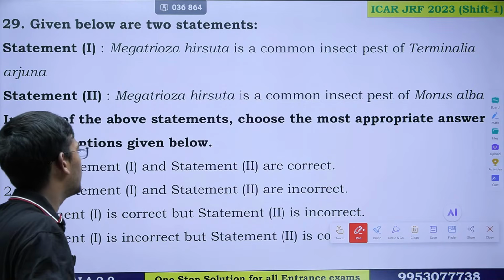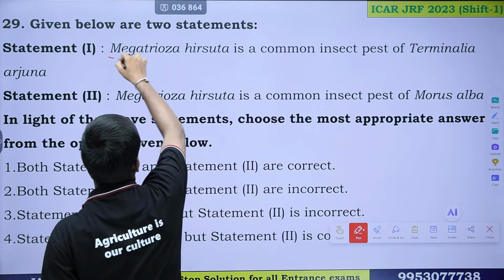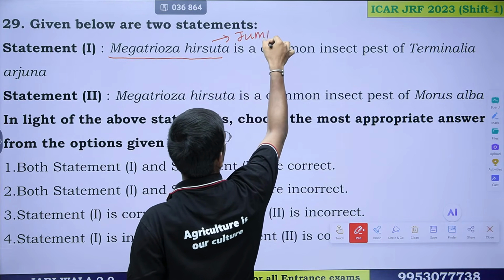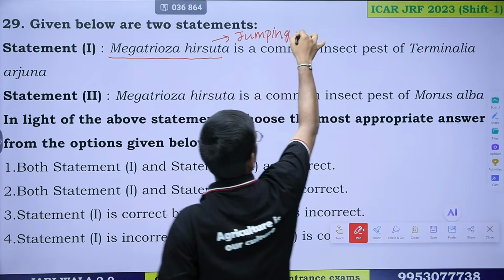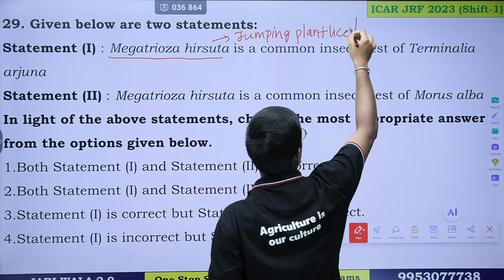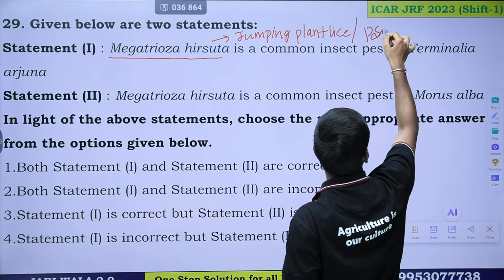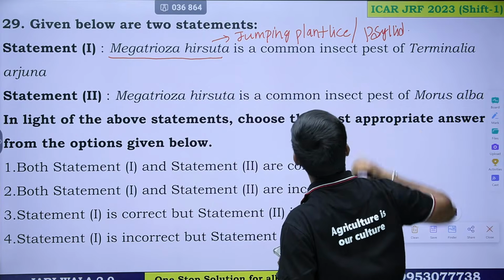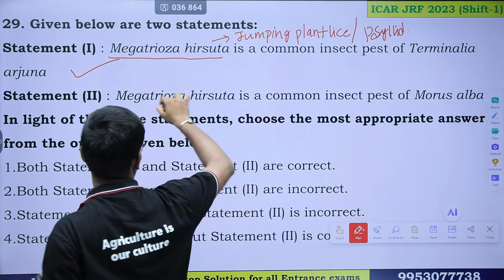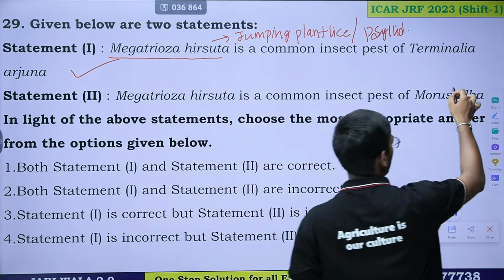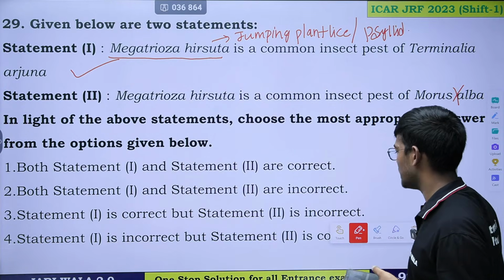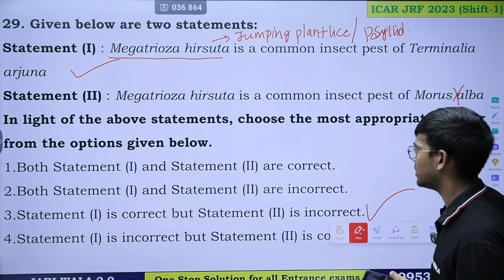Actually, this Megatriosa hirsuta is a jumping plant louse, or psyllid simply. It's a pest of forest crops. So in this case, statement one becomes correct and statement two becomes wrong. It's not a pest of Morus alba. So here statement 1 is correct and statement 2 is incorrect. So option 3.